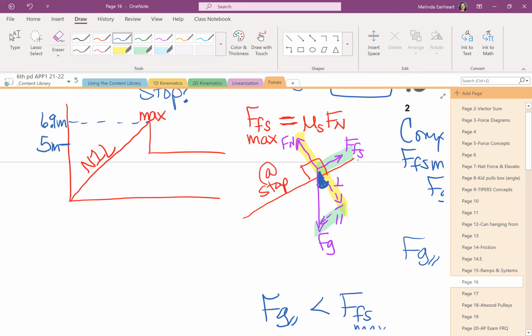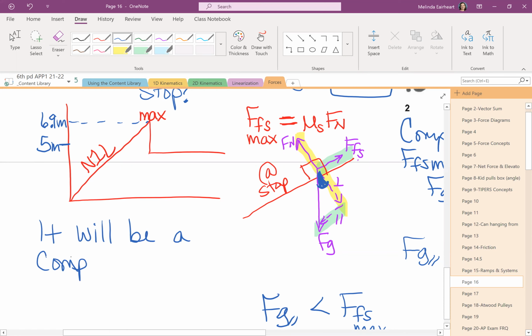5m, if gravity pulls it down at 5m, well, friction's only going to react with 5m up. We have not reached the maximum. And so it will be a complete stop. And it'll just stay there. So what happens at the top? It stops and it stays at a stop. Good deal?